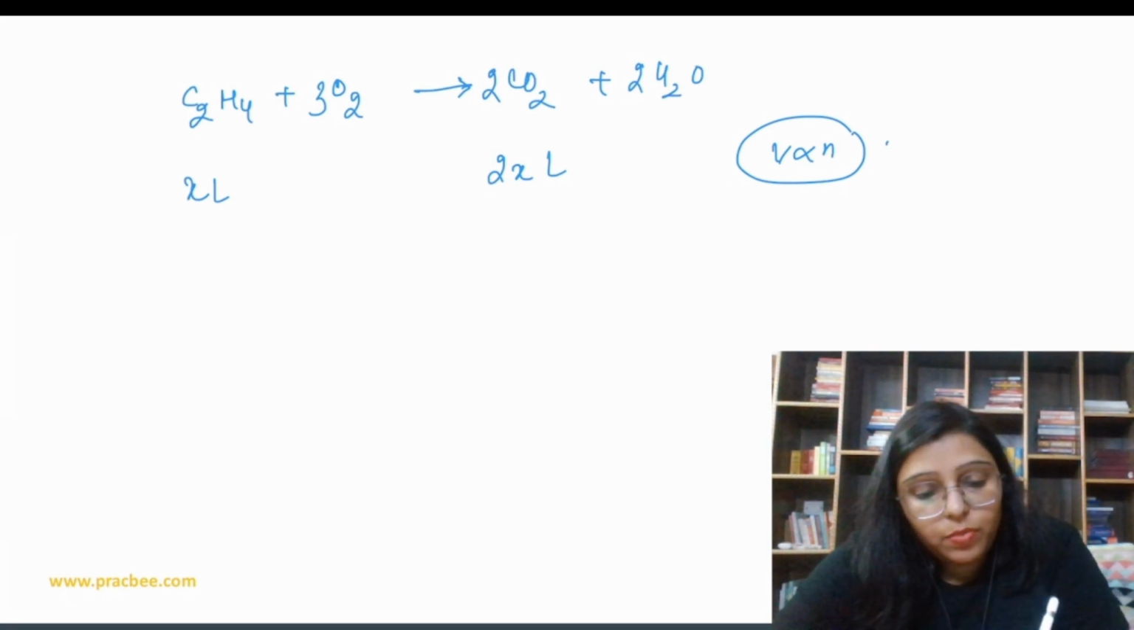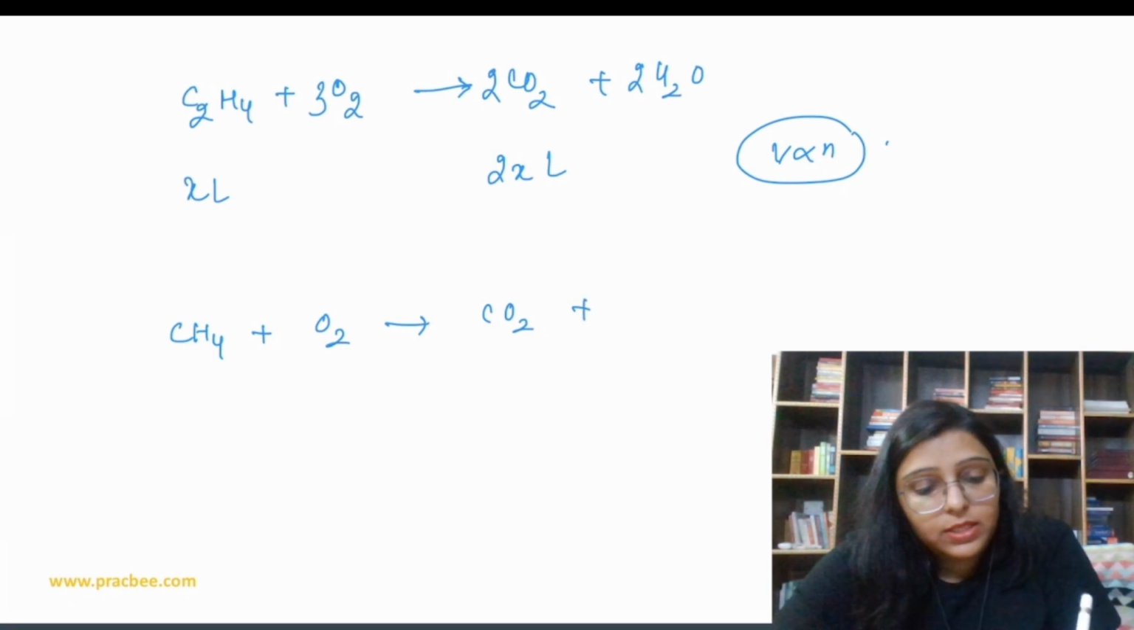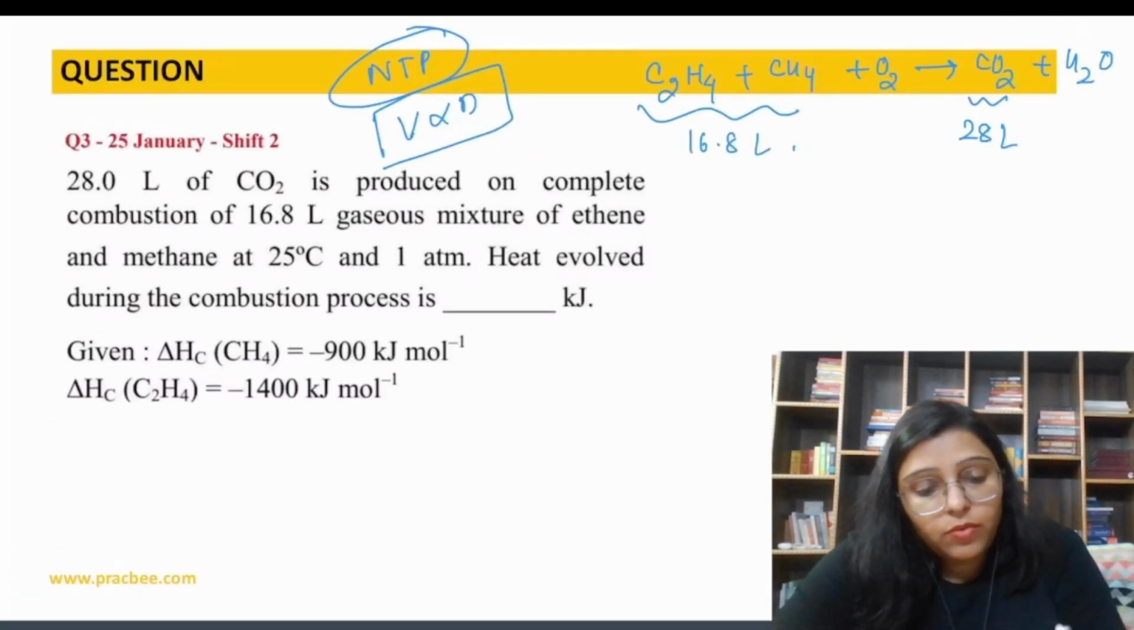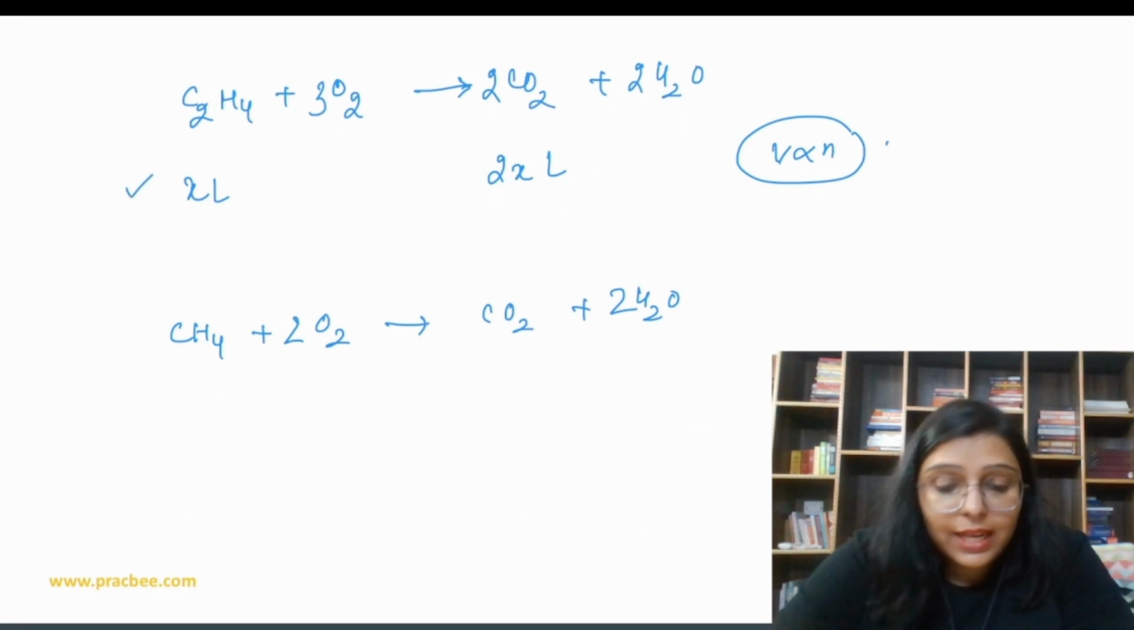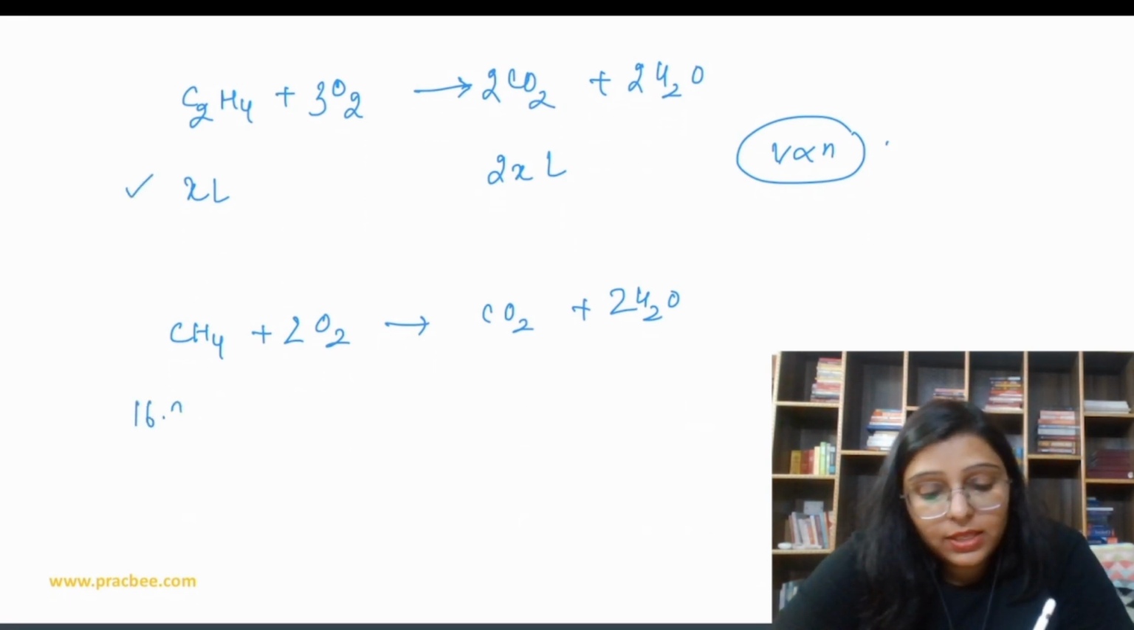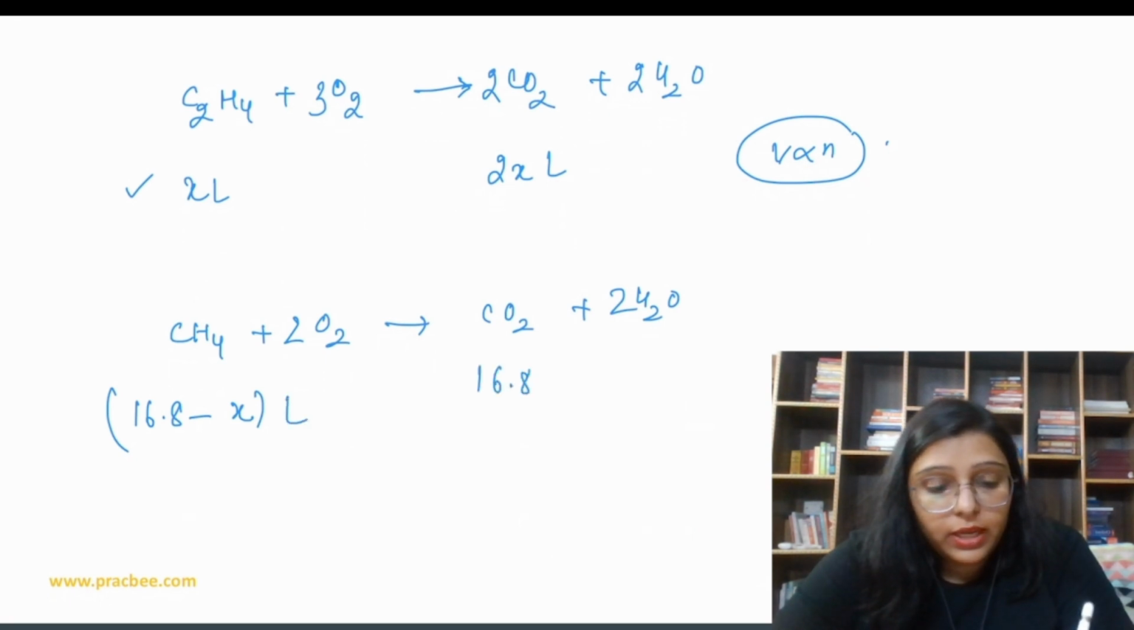Then we have CH4 plus O2 and it gives CO2 plus H2O. So let's balance it. So we get 2O2. So total volume of mixture is 16.8. So if I'm taking ethane as X liter, so this is going to be 16.8 minus X. So it produced 16.8 minus X liter CO2.